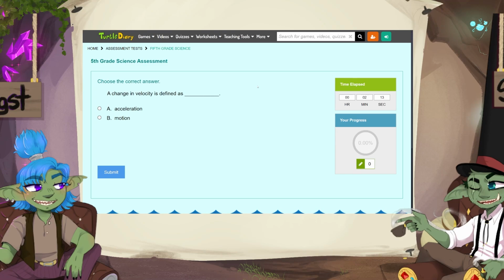A change in velocity is defined as blank. Acceleration feels like you're just accelerating. I would imagine accelerating means go faster. Yeah, accelerating is just one form of change, where motion could be multiple forms of change. What expression is she making? Can you get an answer off her expression? She's completely blank-faced. Damn it. I said run motion. It's got to be motion. There's no way it's acceleration. Acceleration means go fast. Yeah, okay, it's motion.